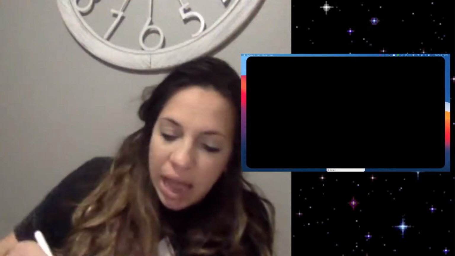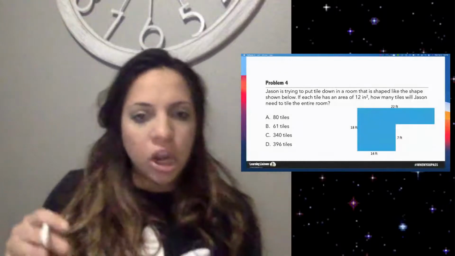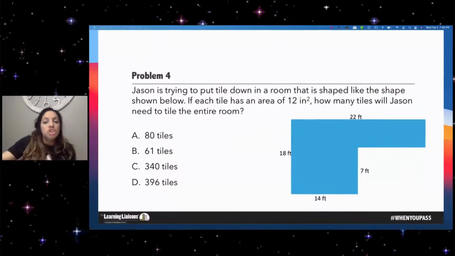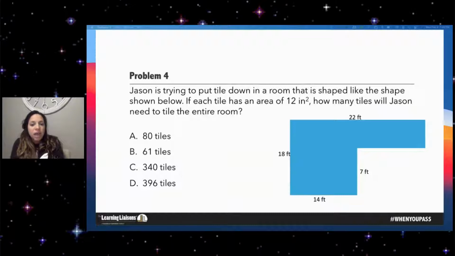So in this case, I have this weird L-looking shape. The question says, if each tile has an area of 12 inches squared, how many tiles will he need to fill up the entire room? Well, what do we know about a 12-inch square tile? That's a tile that's a foot. So really, that number is an extraneous number. It doesn't matter. We don't have to make any conversions because all of our units are in feet, and 12 inches squared is a square foot.